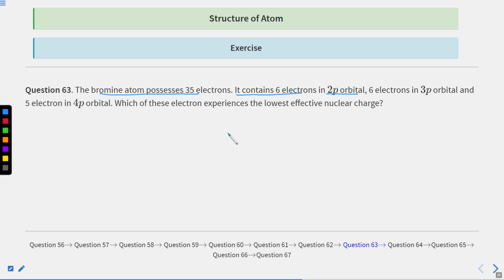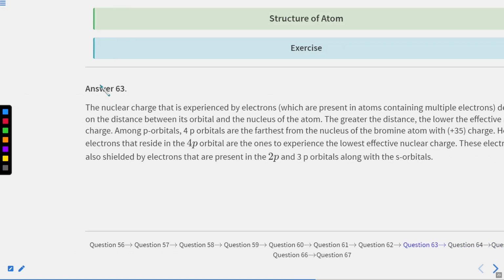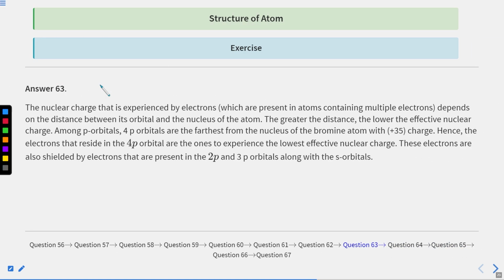So it is very simple. The 4p is present on the outermost, so it will experience the least effective nuclear charge. The nuclear charge is what is experienced by the electron, and why is it least for the 4p? Because of the shielding effect. The greater the distance, the lower the effective nuclear charge. Among the p orbitals, the 4p orbitals are the farthest from the nucleus. Hence, the electrons that reside in the 4p orbital are those that will experience the least effective nuclear charge. These electrons are also shielded by the electrons that are present in 2p and 3p.